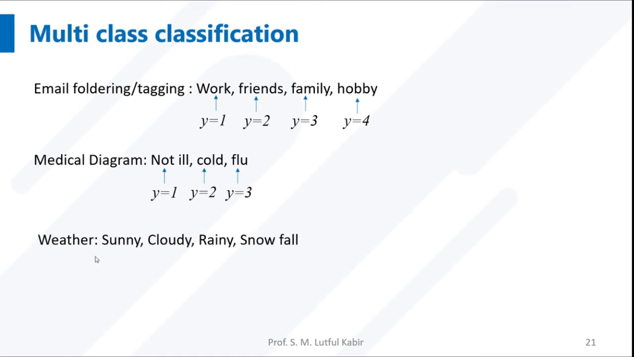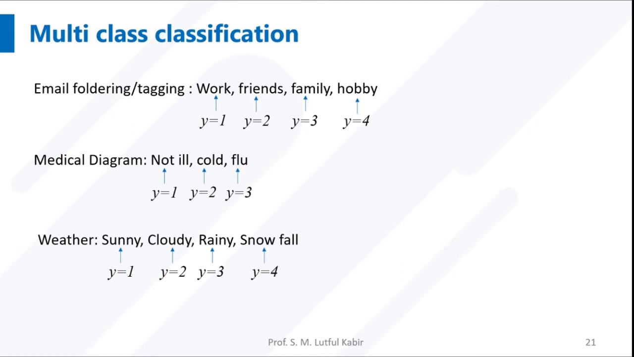Similarly, if you want to classify the weather of a certain day, maybe it's sunny, it's cloudy, it may be rainy, or there may be snowfall. So if the forecast is sunny, you can make it y equal to 1. If it is cloudy, then y equal to 2. If the forecast is rainy, then y equal to 3. And for snowfall, you may assign y equal to 4.